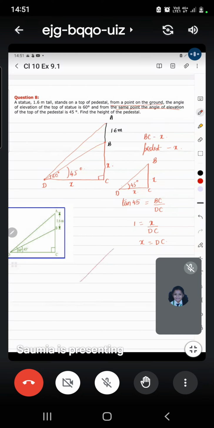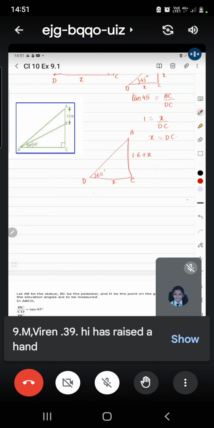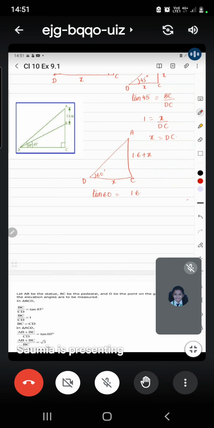Now I'm going to make use of that in the bigger triangle. In the bigger triangle, I have AC, and this angle as 60. This I got as x. What will AC be? 1.6 plus x. Yes. It will be 1.6 plus x. Okay. So I know the opposite side. I know the adjacent side. I'm going to make use of tan 60. So with tan 60, I can write (1.6 plus x) upon x. What is tan 60? Root 3.